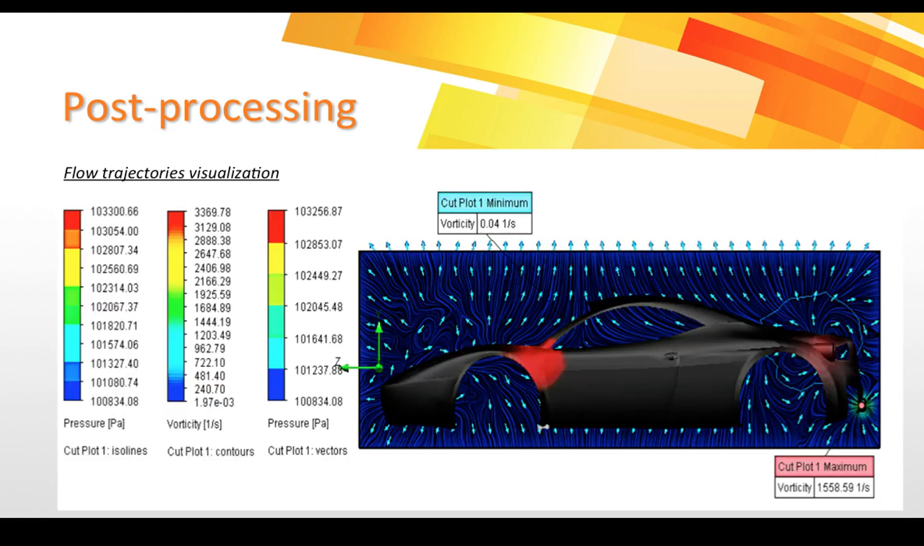This is a picture of the vorticity. Thus, a maximum vorticity is observed at the back of the car. This is due to the formation of a free shear layer that lifts the edges of the car model and rolls up, causing a chaotic motion of lower vortices. The maximum vorticity is about 1,558.59 per second, and the minimum is 0.04 per second.